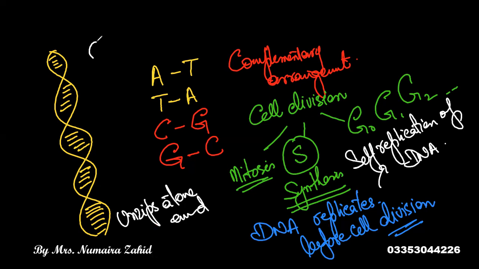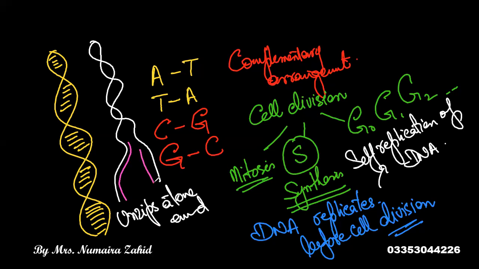For example, if it is like this and this, it is opening up, unzipping, and the new strand is going to form here with this strand, and with this strand too. So these complementary strands will be forming. In this way, the DNA will be replicated.